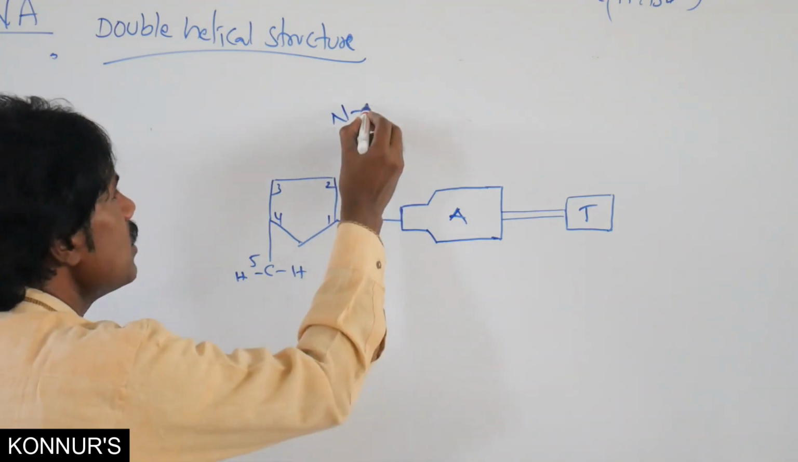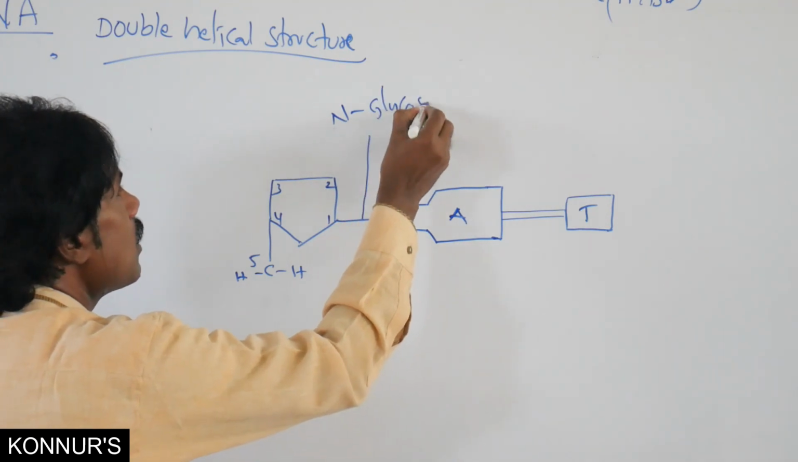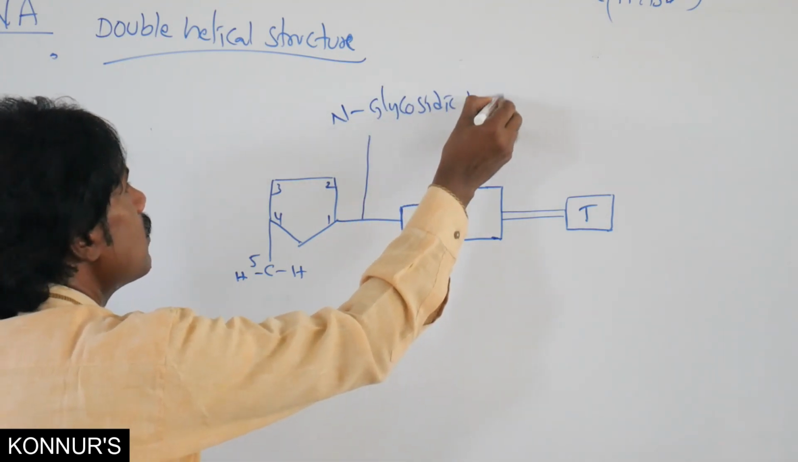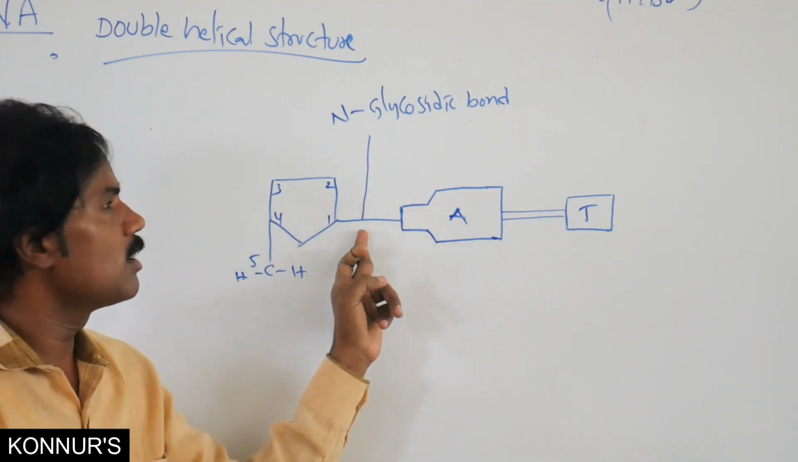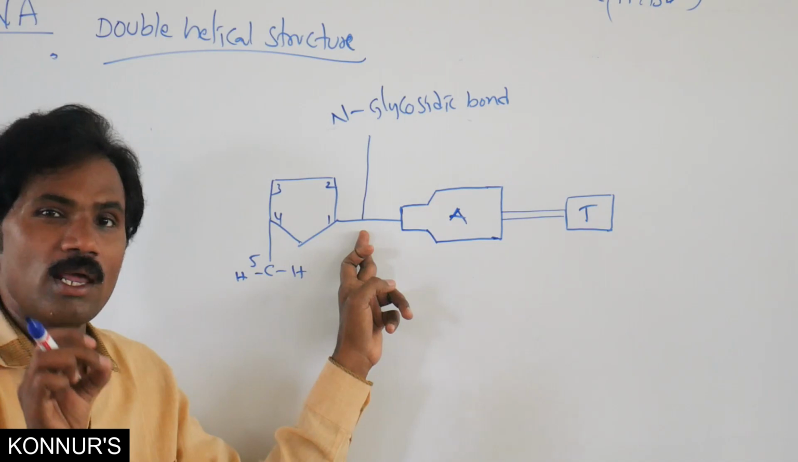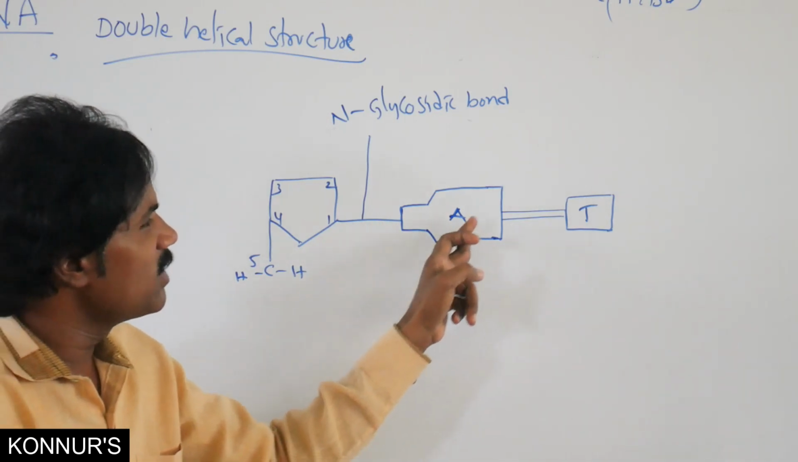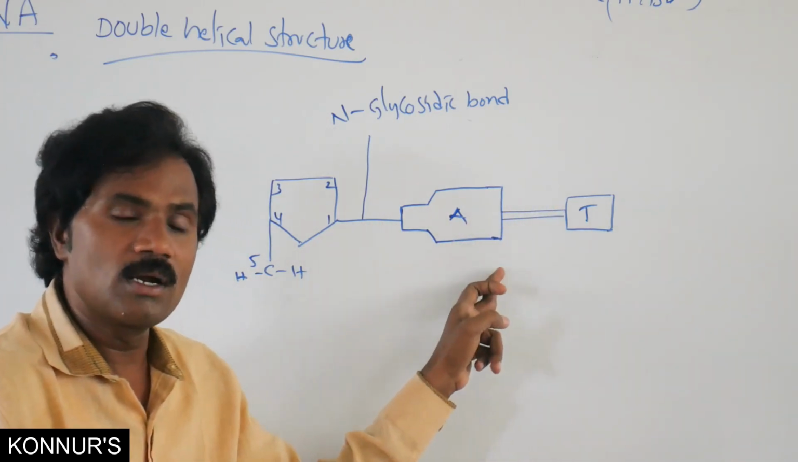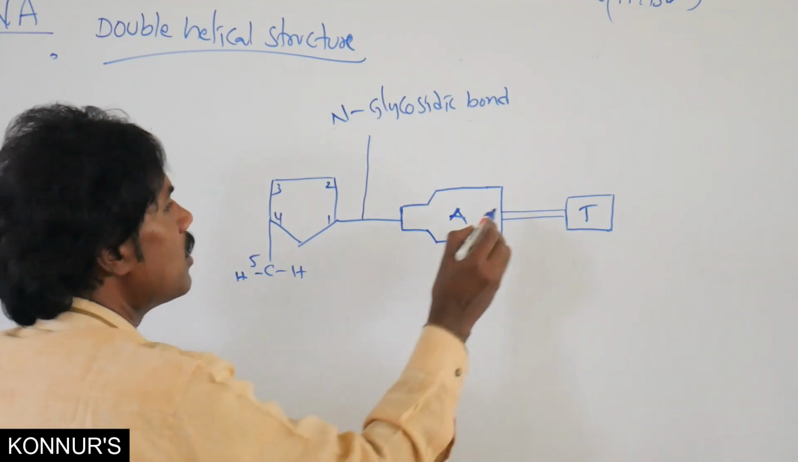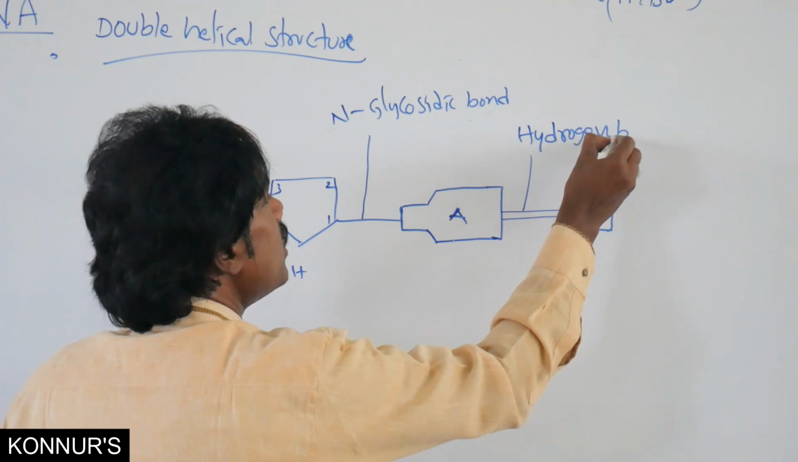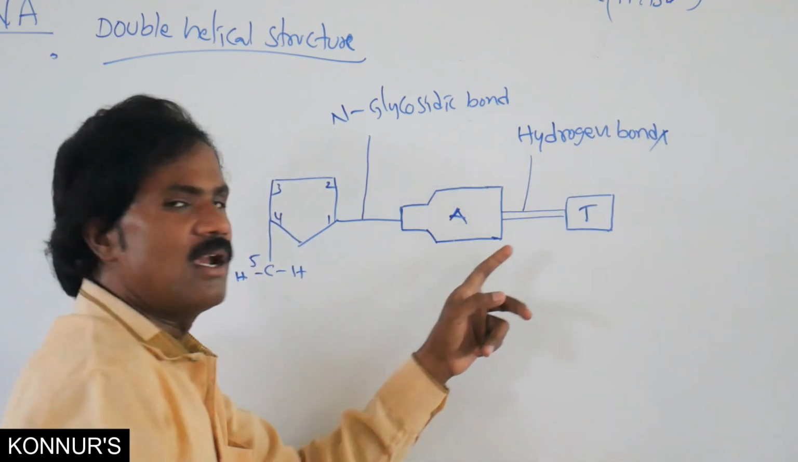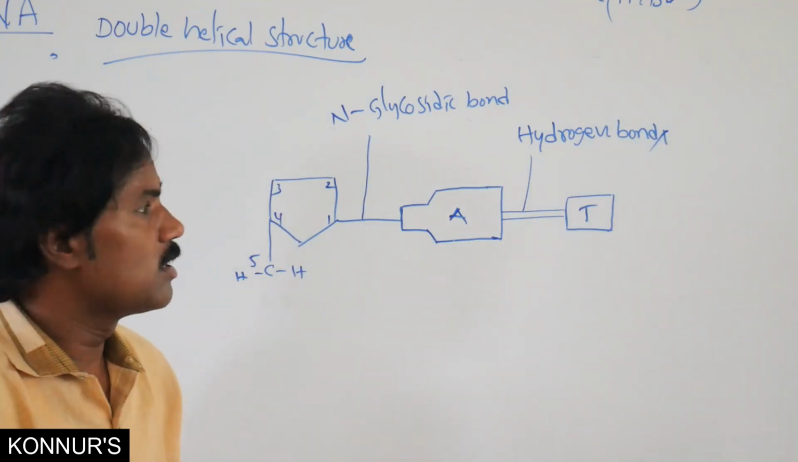It is an N-glycosidic bond because of the nitrogen. So between pentose sugar and nitrogen base, one bond is there, that is the N-glycosidic bond. One nitrogen base to another nitrogen base, how is it connected? With the help of hydrogen bonds. Between adenine and thymine, two hydrogen bonds are there.